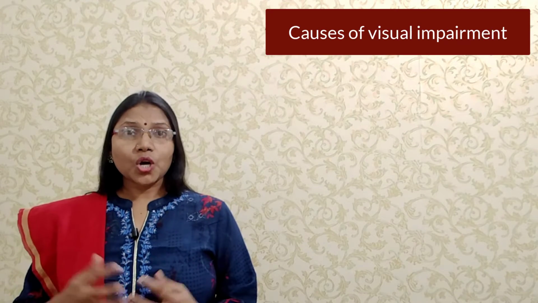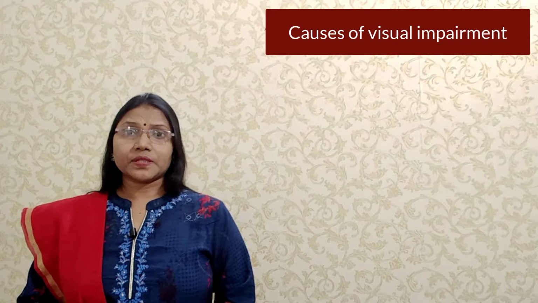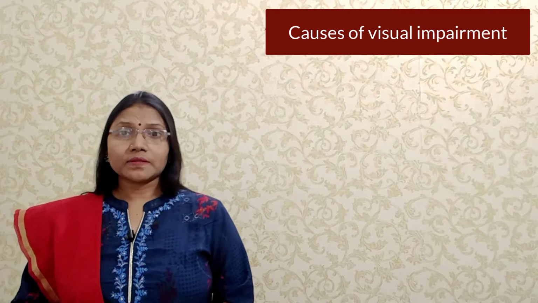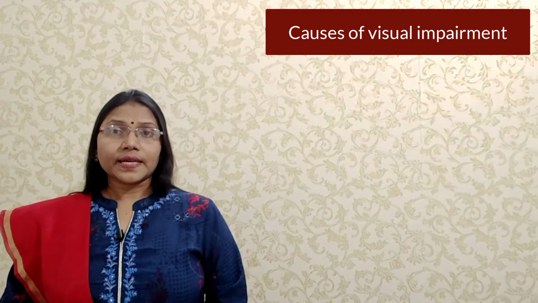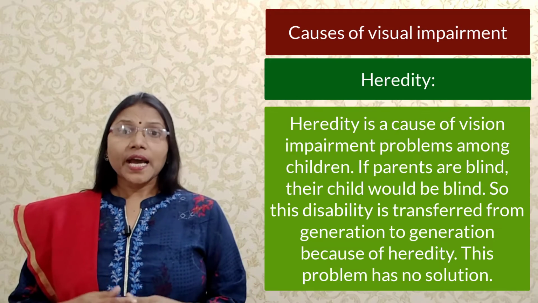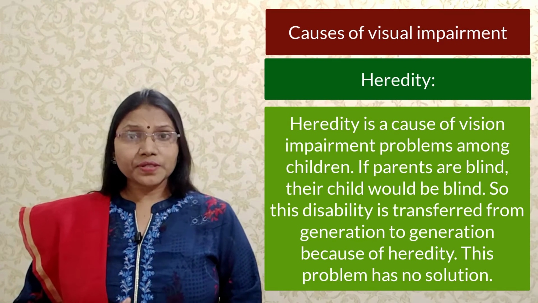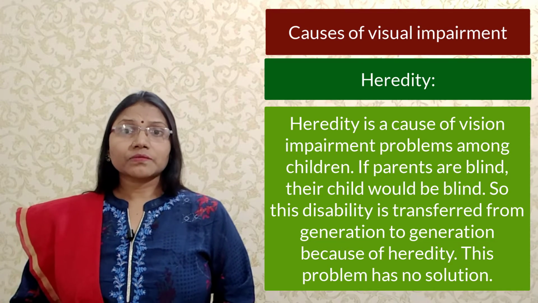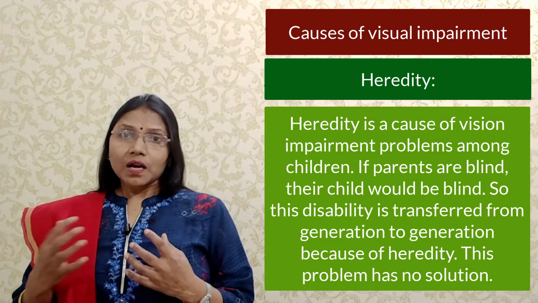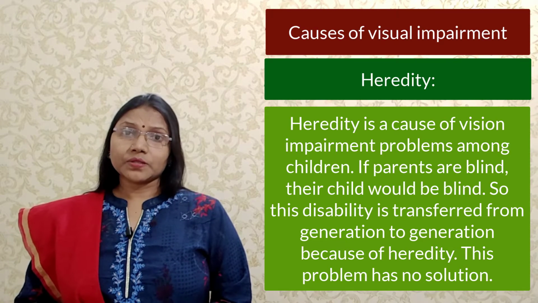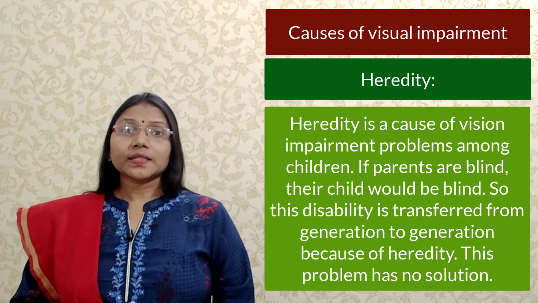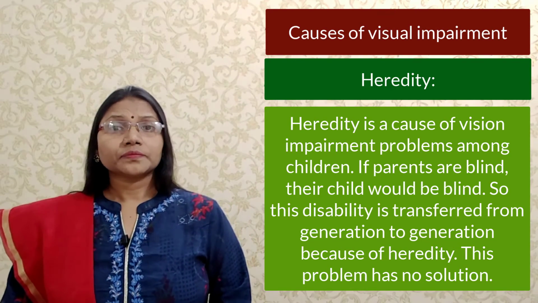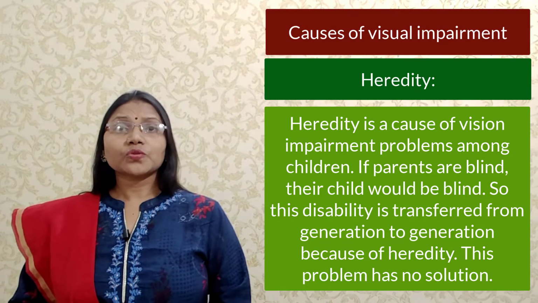Moving further with the causes of visual impairment. There are some causes of this problem which come as under, like heredity. Heredity is a cause of vision impairment problem among children. If parents are blind, their child would be blind. So this disability is transferred from generation to generation because of heredity. This problem has no solution.